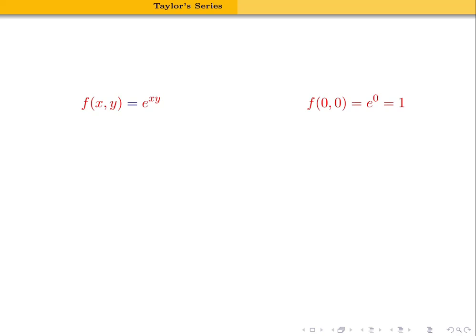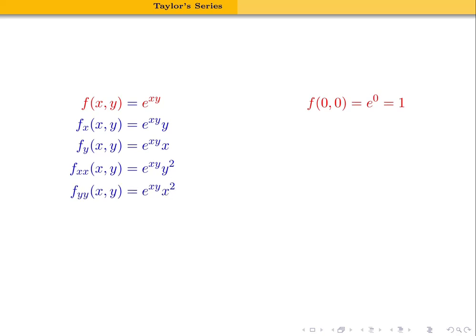So f of x comma y is given. So f of x comma y is e power xy. So replace x is 0, y is 0, we get 1. Now differentiating the function f with respect to x, we will get y into e power xy. Similarly, differentiating with respect to y, we will get fy. Fy is equal to e power xy into x. So f double x of xy is equal to e power xy into y square. F double y of xy is equal to e power xy into x square.